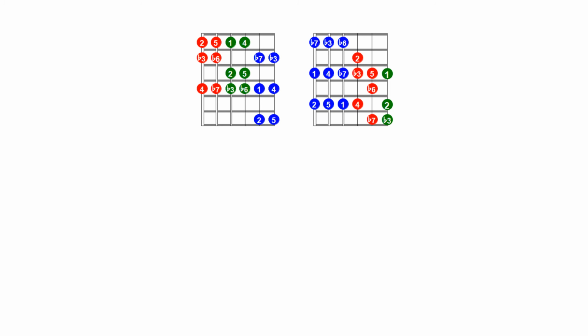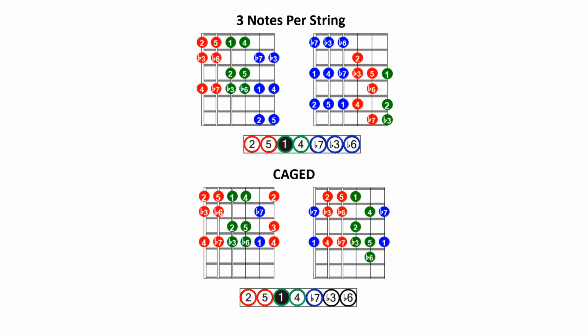Now, let's do a side-by-side comparison of the minor scale shape in the cage system and 3 notes per string system. First, let's talk about the similarities in the interval patterns in the scale shapes seen below. Both shapes have a minor second, major second pattern from intervals 2 and 5, and a major second, minor second pattern from intervals 1 and 4.